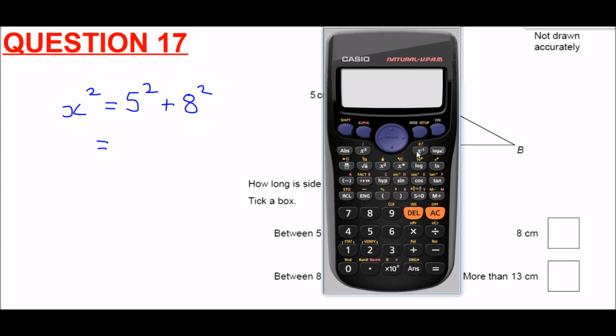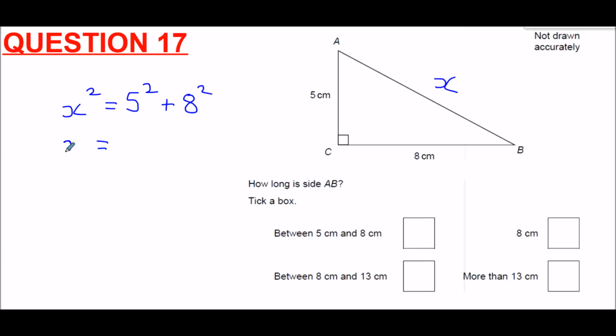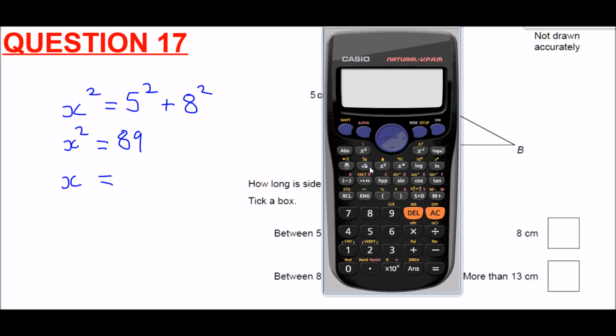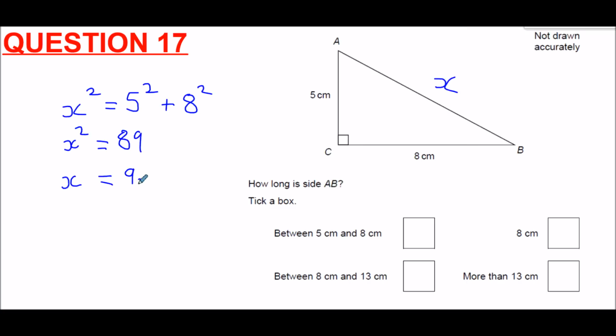So we can add these together. 5 squared plus 8 squared. We get 89. So x squared equals 89. The final step with Pythagoras is always to take the square root. So the square root of 89 is about 9.4. So we'd know to tick between 8 and 13, because 9.4 is between 8 and 13.